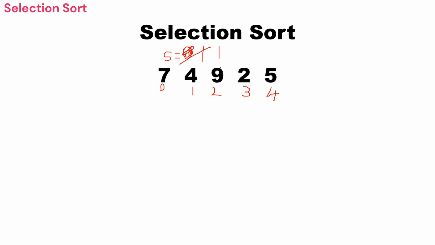Now between 4 and 2, 2 is smaller. So we're going to cut it and take index position 3. Now between 2 and 5, 2 is smaller, therefore 3 remains. So finally, at the end of the inner loop, we're going to switch just 2 and 7. The rest remains in its own position. So this is the loop. So 2 comes here and 7 goes here.